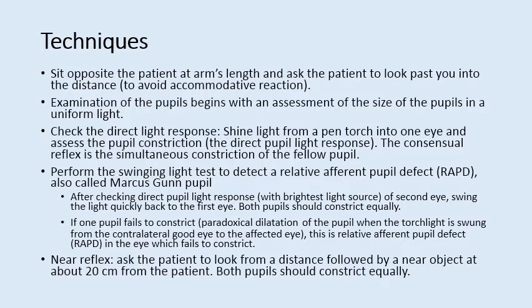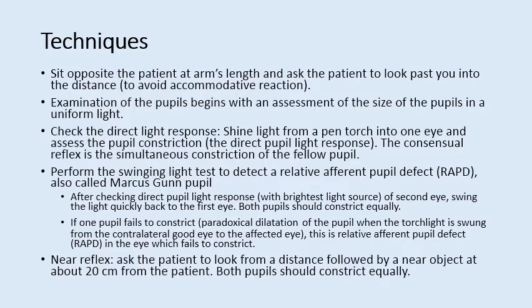The third light reaction is the relative afferent pupillary defect. We also call it a Marcus Gunn pupil. How we do it is usually to perform a swinging light test. After checking the direct pupil light response with the brightest light source that you can have on the second eye, you swing the light quickly back to the first eye. You should see both pupils constrict equally.